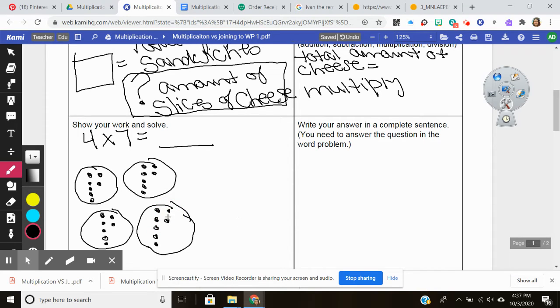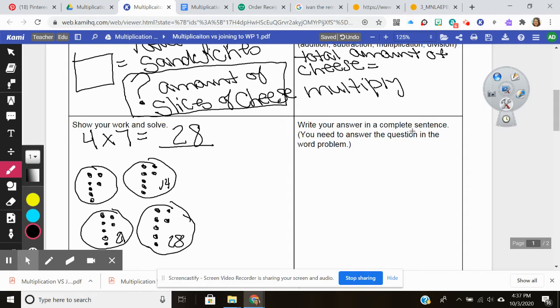Notice that I used my 7s in a 10 frame because it keeps my numbers organized. So I have 7, 8, 9, 10, 11, 12, 13, 14. So I'm just going to write 14 here so I know. So 14, 15, 16, 17, 18, 19, 20, 21, 22, 23, 24, 25, 26, 27, 28. So 4 times 7 is 28.